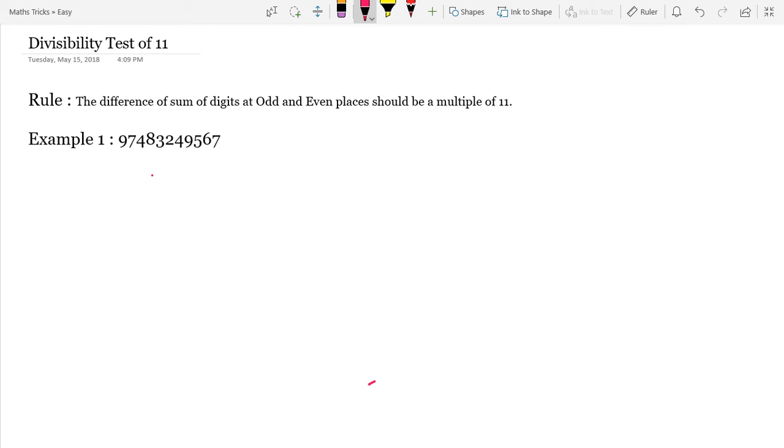Now let's take a look at the rule. What is the rule? As you can see on the screen, the rule states that the difference of sum of digits at odd and even places should be a multiple of 11. Now let us understand this rule.